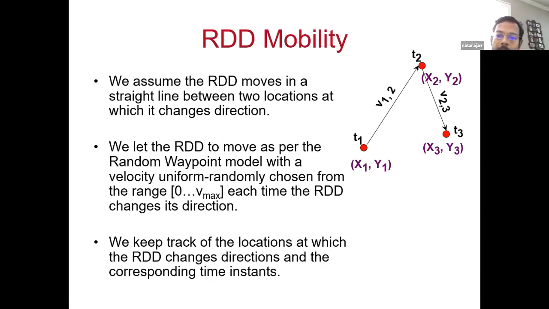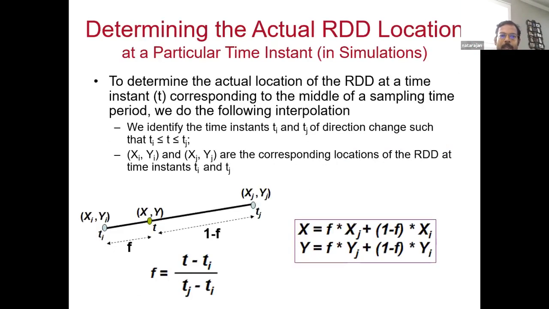So that way, we don't need to store every location the RDD is moving. All we need is, wherever it changes its direction, to store only those x and y coordinates, the corresponding time values, and the velocity it uses to move from one location to the next, and so on. Using that, we can do a simple interpolation and find out, at the end of that sampling time period, for that particular time unit, where the RDD actually was.